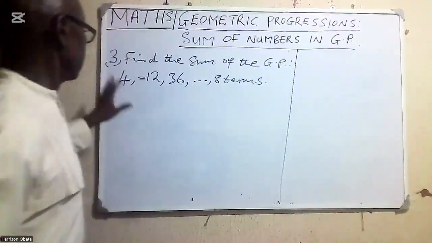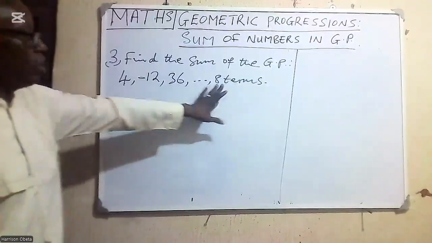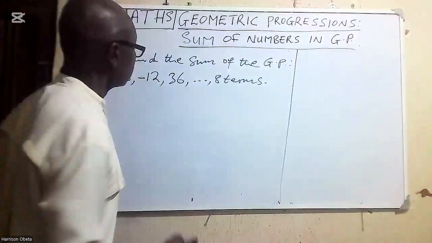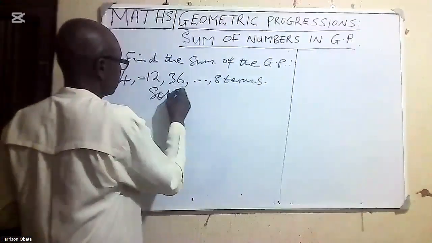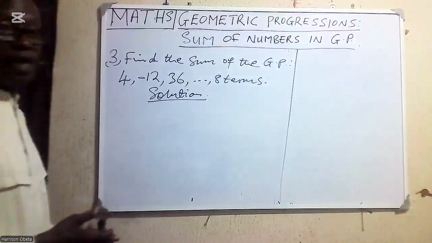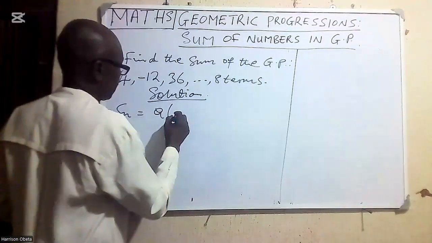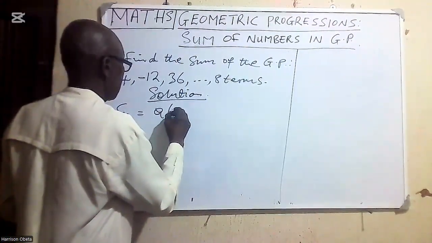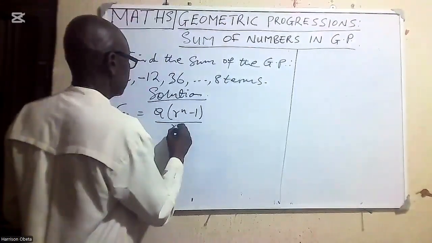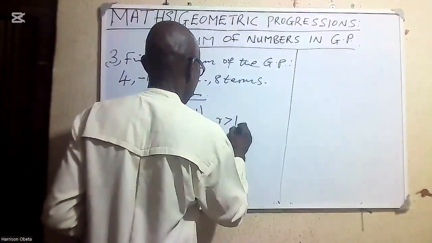Question number 3 is on the board. We have to find the sum of the GP 4, minus 12, 36 up to 8 terms. So we have a solution. First of all, we have to write down the general formula. That is Sn equal to A brackets R raised power n minus 1 all over R minus 1. That is when R is greater than 1.